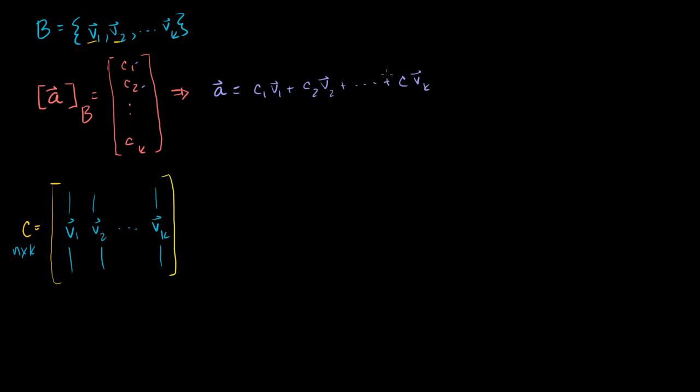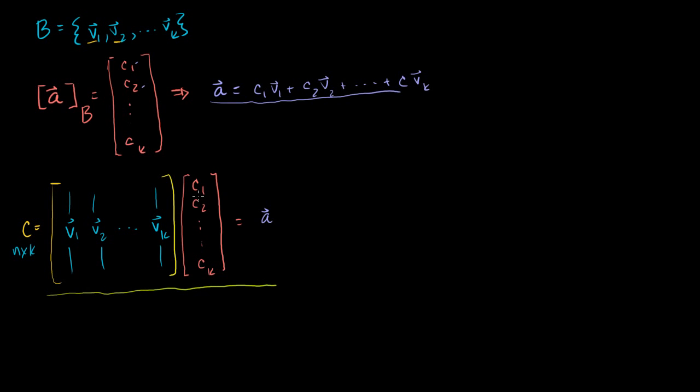Another way to write this expression is to say that A is equal to this matrix multiplied by the vector c1, c2, all the way to ck. This statement over here and this expression over here are completely identical. If I take this matrix vector product, what do I get? I get c1 times v1, plus c2 times v2, plus c3 times v3, all the way to ck times vk, is equal to A.